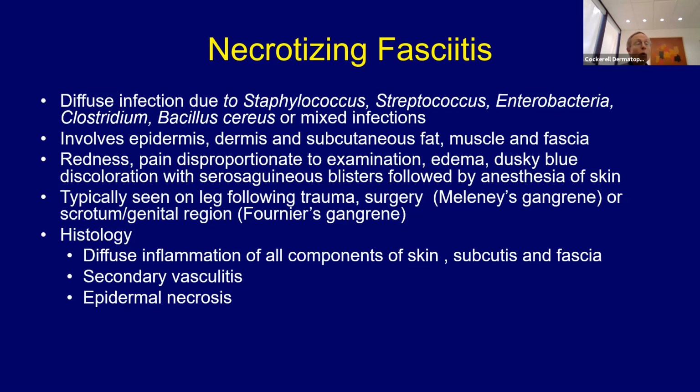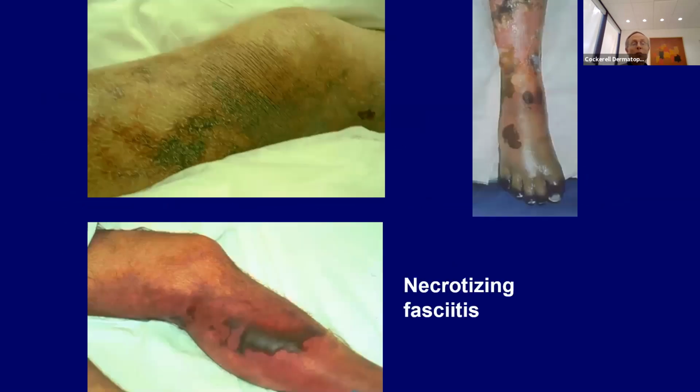You can get it in the scrotal area, the genital area, Fournier's gangrene. If it's following surgery on the leg, we call it Meleney's gangrene. If you look under the microscope, it's basically just diffuse inflammatory involvement of everything. So these are some examples. This person has gangrene going on here.